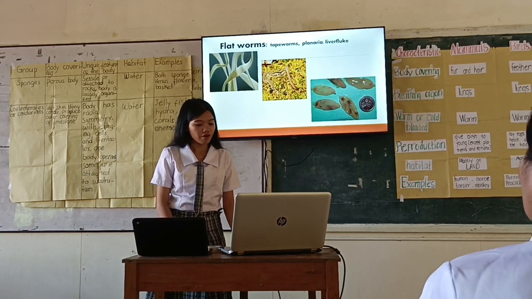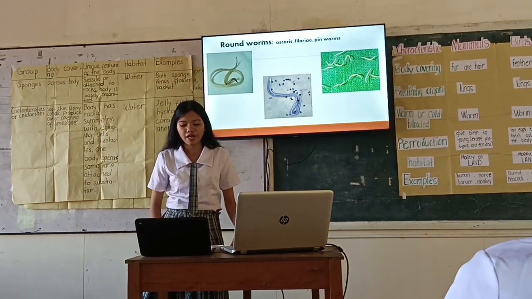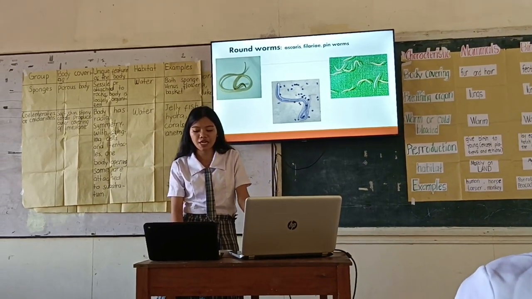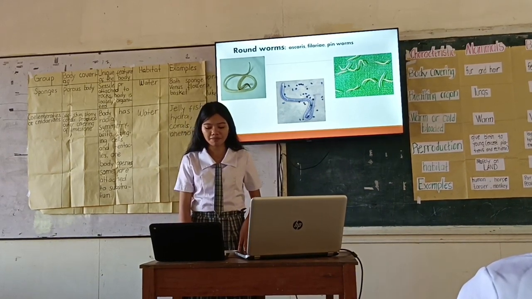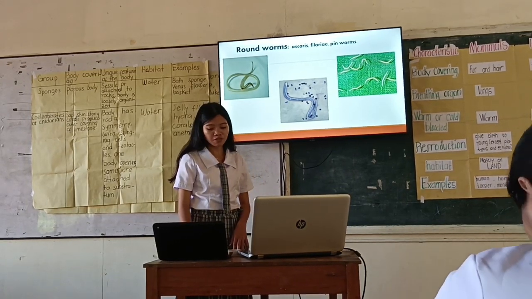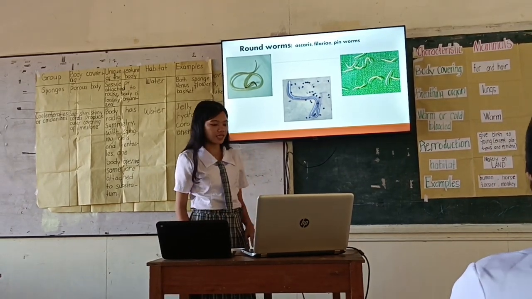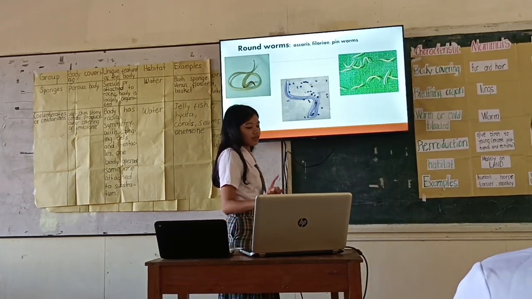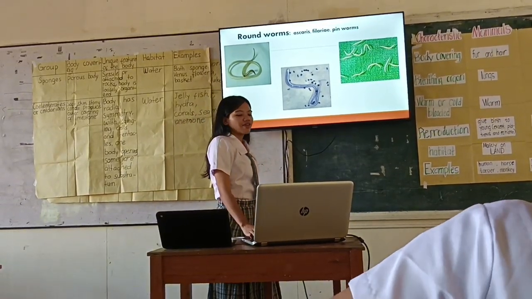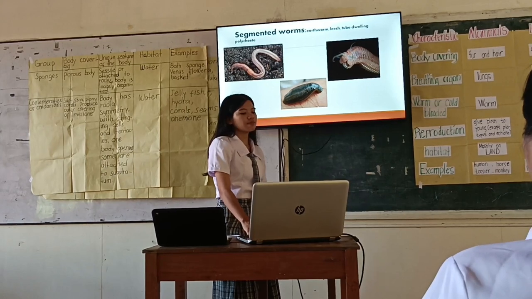And then the next one is roundworms. Roundworms are a diverse group of invertebrates that have a cylindrical body shape. They can be found in a wide range of habitats, including soil, water, and even as parasites in animals. Roundworms are known for their ability to survive in various environments and their role in nutrient cycling. Examples are Ascaris, hookworms, and pinworms.